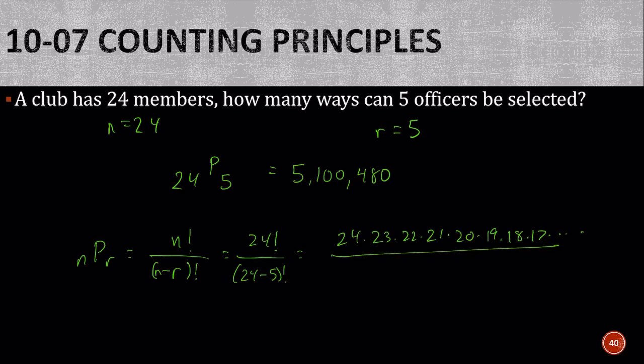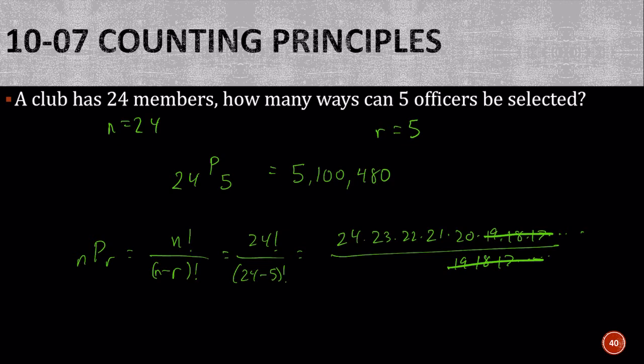The bottom, 24 minus 5 is 19, so it's 19 factorial. So it'd be 19 times 18 times 17 times blah, blah, blah. Notice all that cancels out. And it's just 24 times 23 times 22 times 21 times 20.